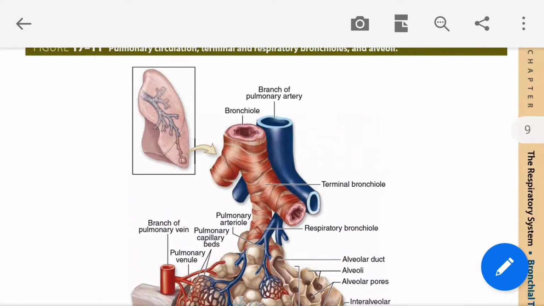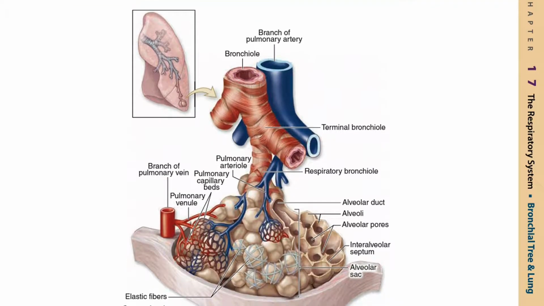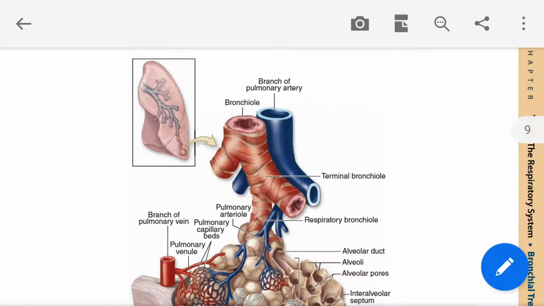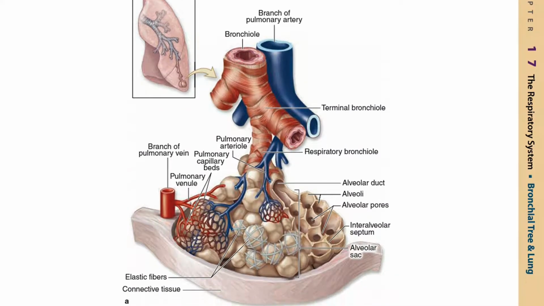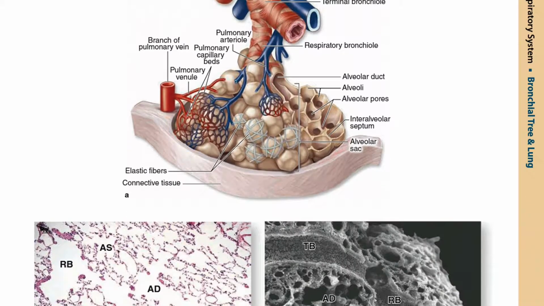Then in the previous lecture we have seen this figure. This is also a very important one. Okay, you see the position of the terminal bronchiole, then this blue colored branch of the pulmonary artery, then the bronchiole. Terminal bronchiole, respiratory bronchiole, alveolar duct, alveoli, blood capillary, pulmonary valve, everything is shown. Pulmonary arteriole. Okay.